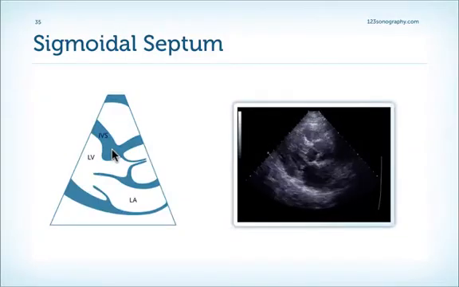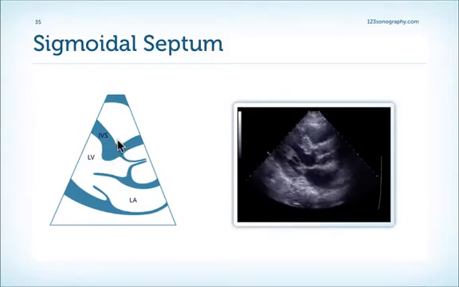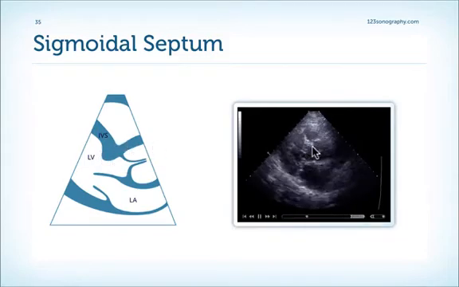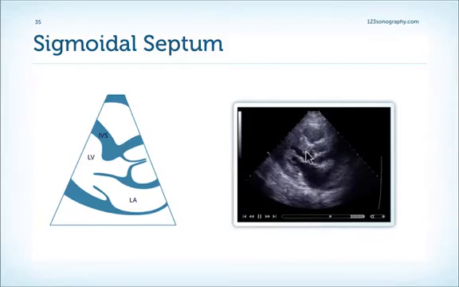What about the sigmoidal septum? Well, it's a thickening of the basal portions of the interventricular septum, as you can see here, and it also predisposes to LVOT obstruction. Here we have a SAM phenomenon. This is not a patient with hypertrophic cardiomyopathy, but he still has an LVOT obstruction.